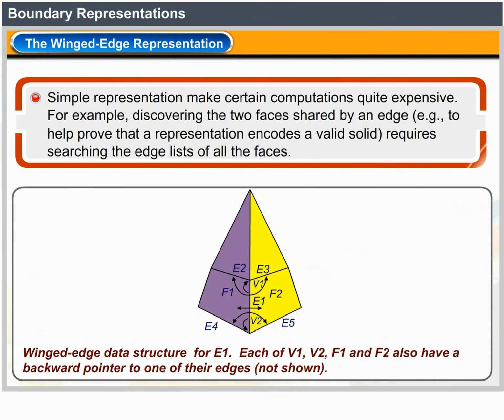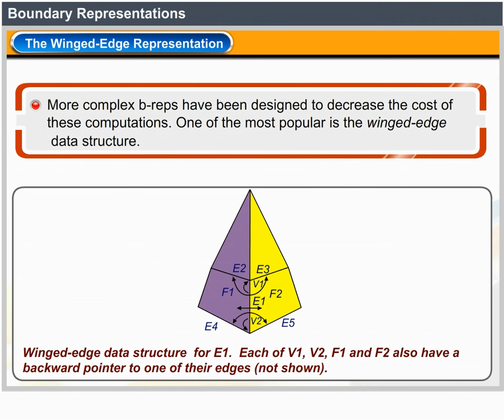Simple representation makes certain computations quite expensive. For example, discovering the two faces shared by an edge, that is, to help prove that a representation encodes a valid solid, requires searching the edge lists of all the faces. More complex B-reps have been designed to decrease the cost of these computations. One of the most popular is the winged edge data structure.